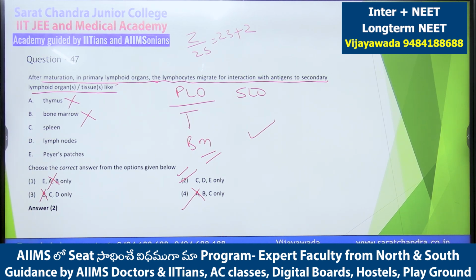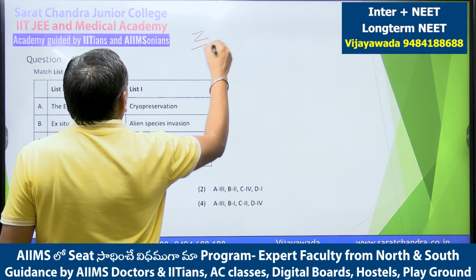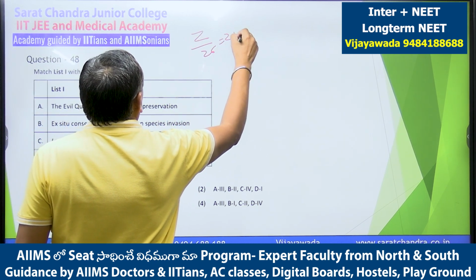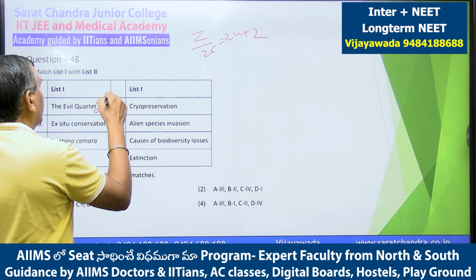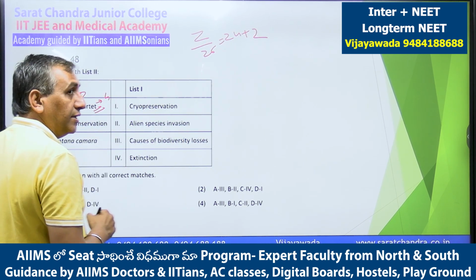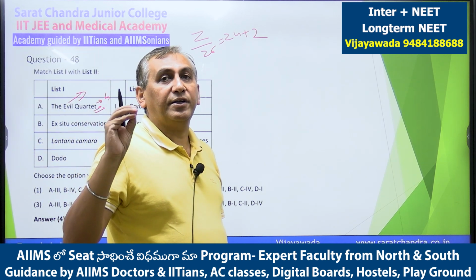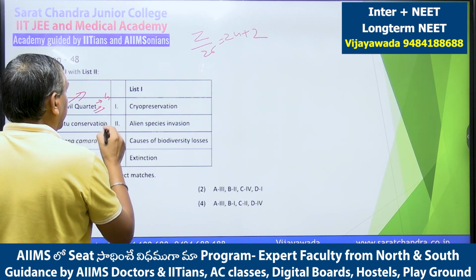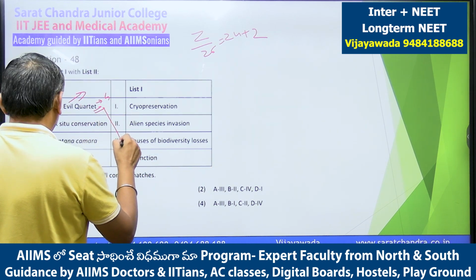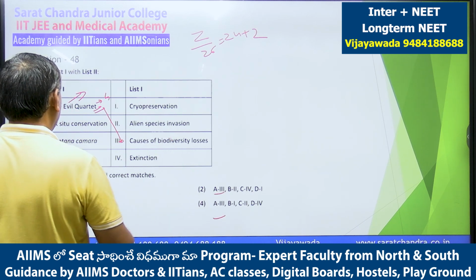Getting the answer, how to get the answer, is very important. Zoology 26, that is 24 plus 2. Abel quartet. Quartet means 4, Abel means enemy. The 4 enemies to biodiversity are habitat loss and fragmentation, invasive species, and overexploitation. So A is related with 3. In all options, A is 3.